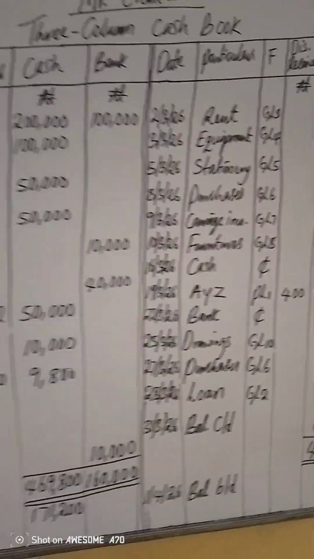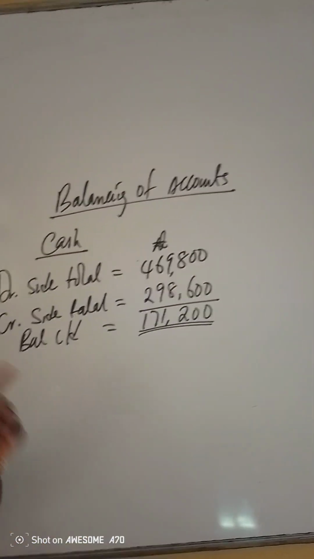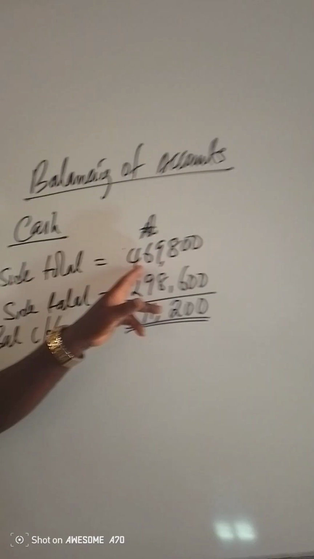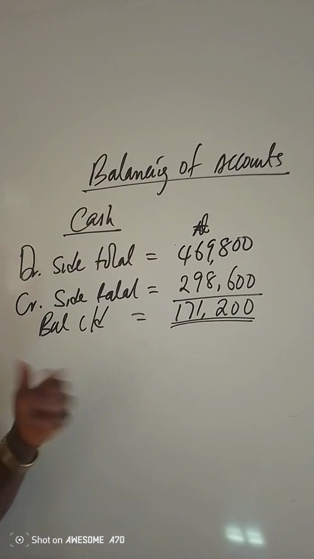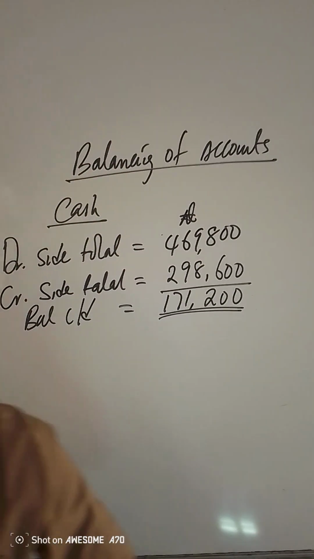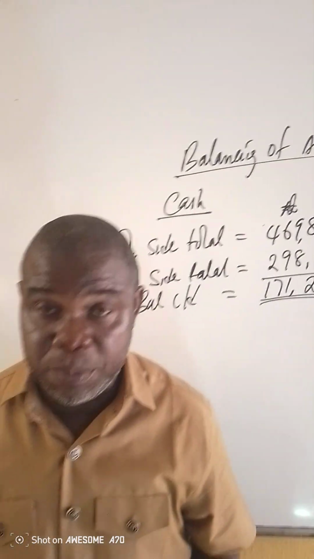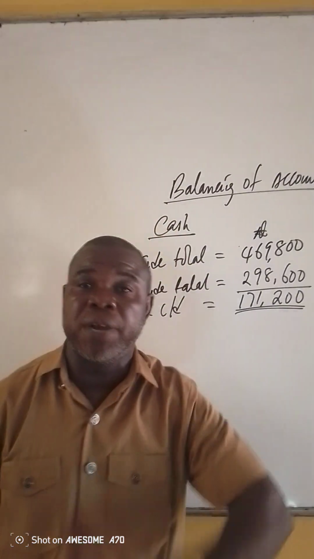469,800. So now, if you add the debit side carefully, you discover that the total is 469,800. If you add the total of the credit side carefully, you discover that you have 298,600. You discover that the totals are not the same. As they are not the same, you have to find the difference. It is the difference that is called the balance carried down.